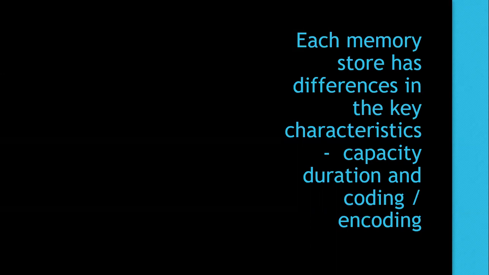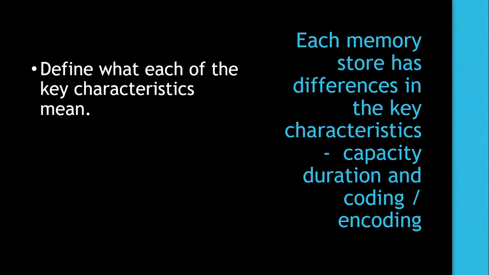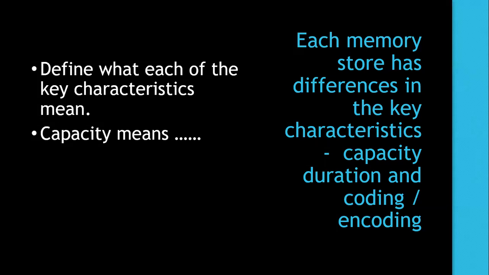So we need to understand what they are and also realize that these characteristics are going to be different for each memory store. So let's define these key characteristics. Capacity means, and I know you know what capacity means, how much information a memory store can hold. So it's the amount of information that can be held by a particular memory store. And it is going to be different for the sensory register, short-term memory, and long-term memory.